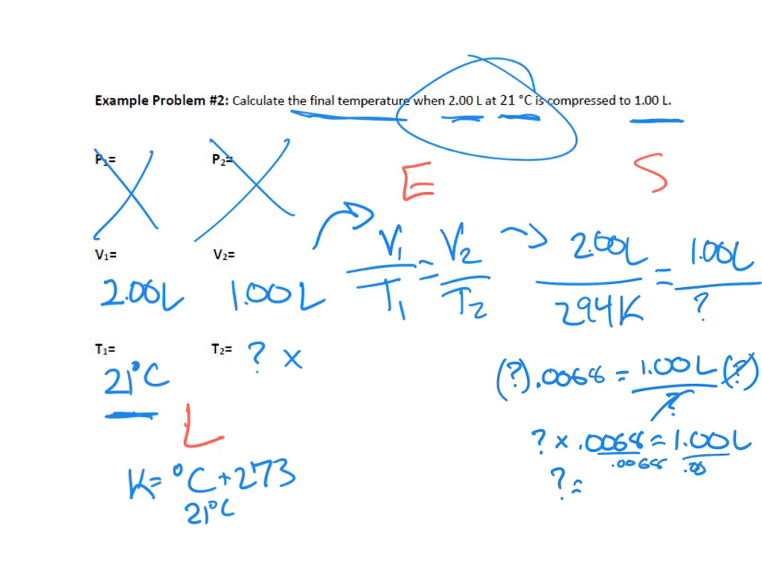Oops. And you get, let me go, 1 divided by 0.0068, is 147. Okay, and again, what are my units? My units are K. So I'm going to circle that so I know that the question mark, which is really T2, I would have used T2 if I were doing this again, equals 147 K.